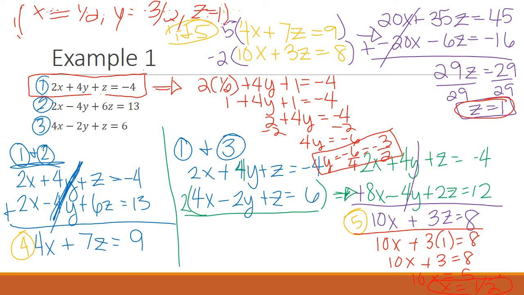So sometimes you'll see this written as a coordinate point. You just do it in order x, y, z. So 1/2, negative 3/2, 1 would be your solution to this system of equations. Okay, and that is the first example.